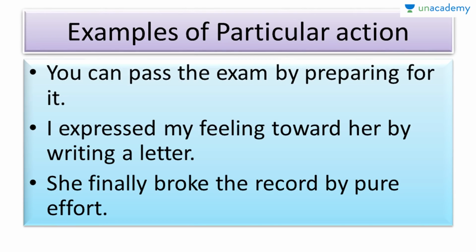So these particular actions usually are preceded by something which can be an outcome of it. I mean, you can see that from the example. You can pass the exam by preparing for it. So actually passing of the exam becomes an outcome of the preparation that you're going to do. So "by" actually enforces that particular thing which you must do in order to achieve something. So the use of "by" is here in that way.